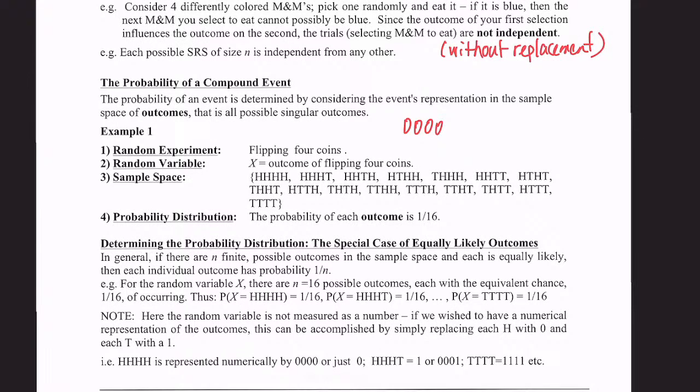So you could get a head, the next one a head, and head and head. Or you could get head, head, head, tails. These are all the possible outcomes here. And they are 12.